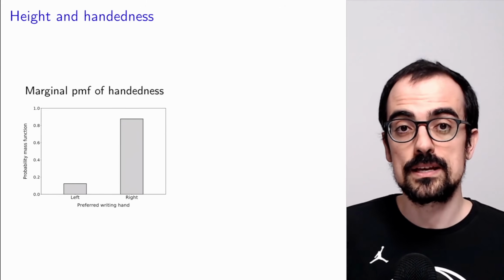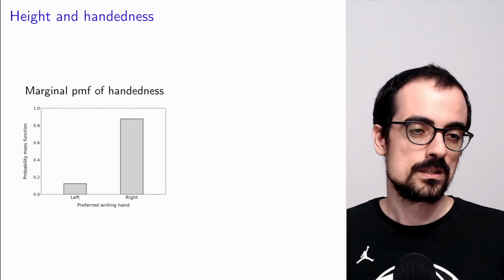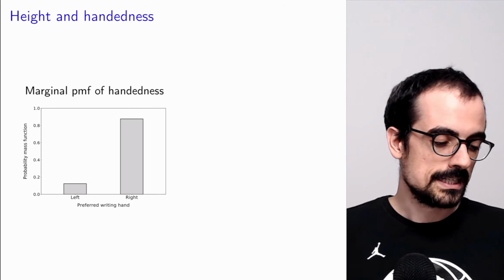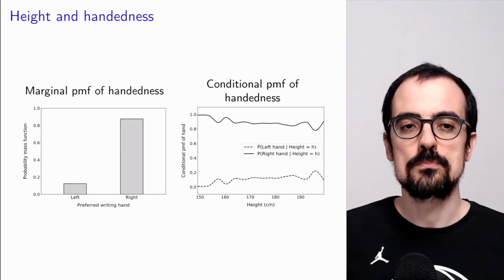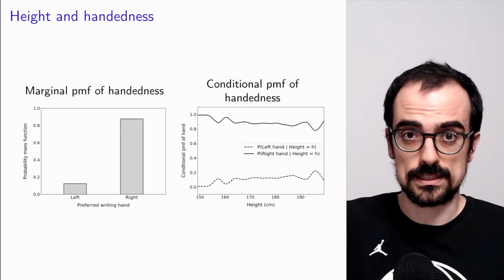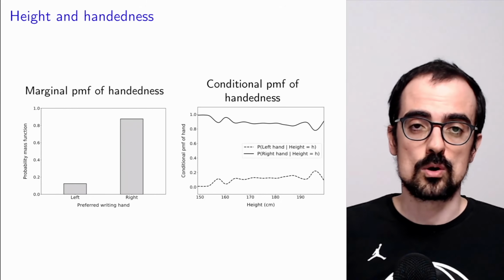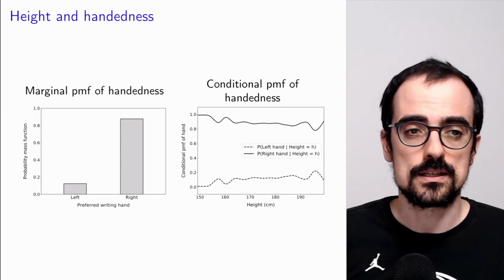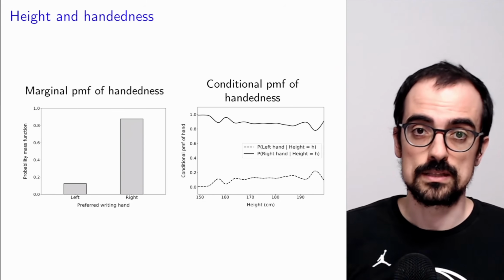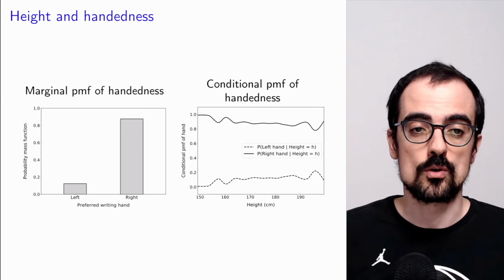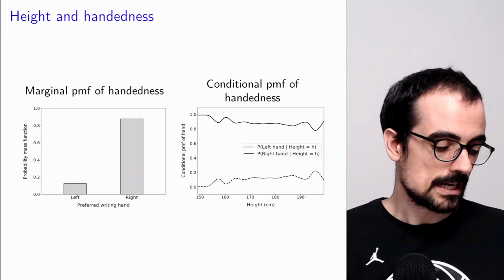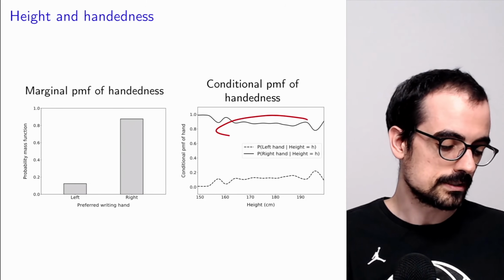We can do the same thing looking at the conditional PMF. So this is the marginal PMF of handedness. This is the conditional PMF, which is computed applying the chain rule in the same way that we did for temperature and precipitation, and afterwards with the Gaussian mixture model for height and sex. And what we see is that it's approximately constant.